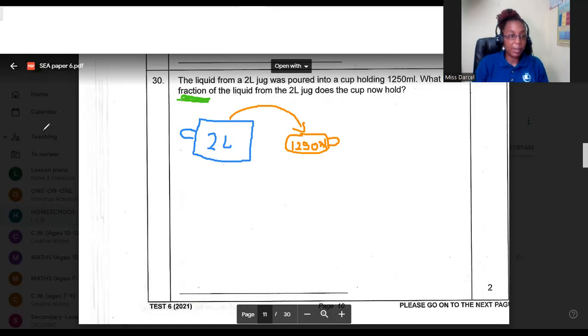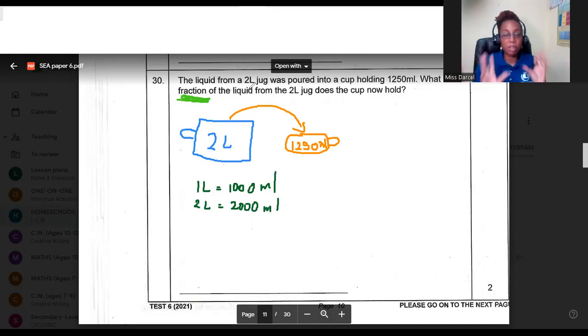All right, so let's make our life a little easier. We know that 1 liter is 1000 milliliters. So 2 liters is going to be 2000 milliliters. All right, so they're both the same units of measure, so it's easier to work with. So what fraction of the liquid? So all we have to do is put 1250 divided by 2000.